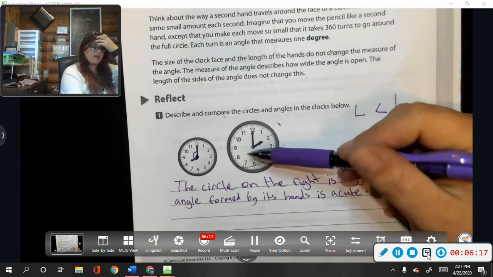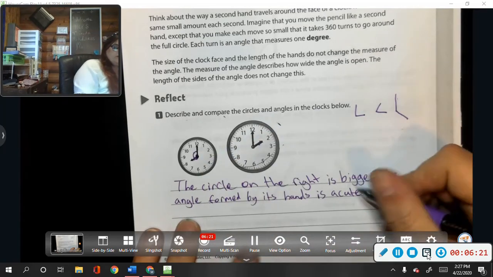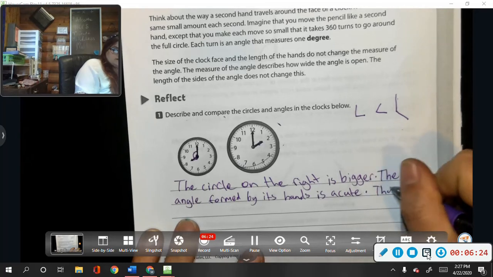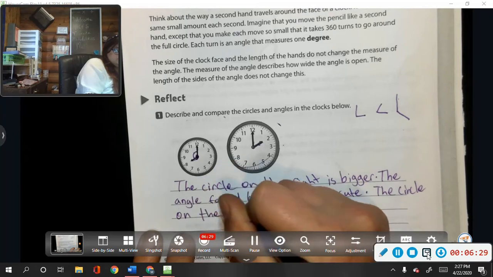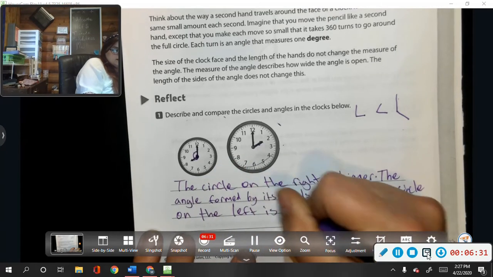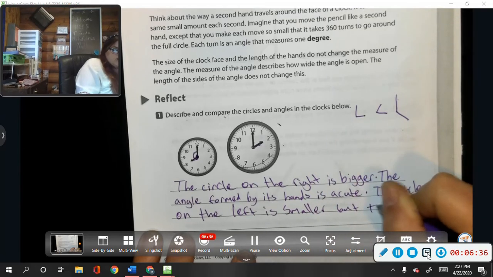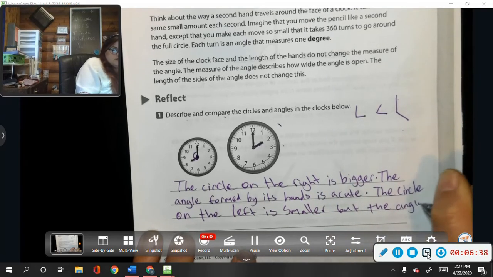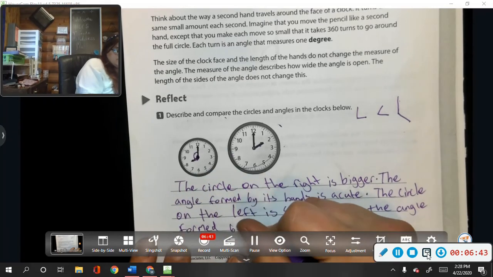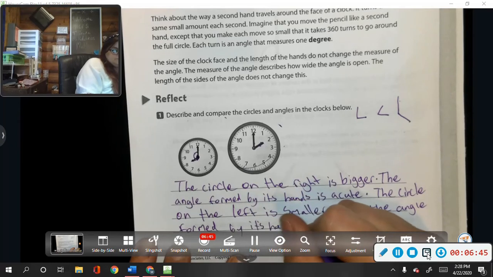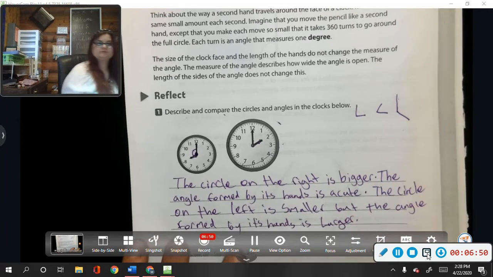The circle on the right is bigger. The angle formed by its hands is smaller. The clock on the left, or the circle on the left, is smaller, but the angle formed by its hands is larger.